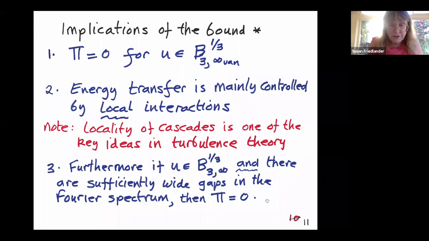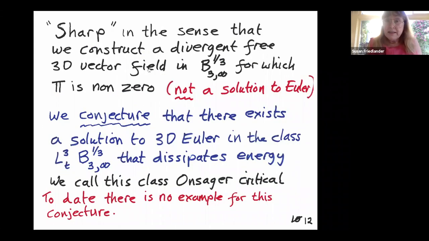Just another point to note: if U is in the space B^{1/3}_{3,∞} without the vanishing condition, and there are sufficiently wide gaps in the Fourier spectrum, then we can also show that the flux is equal to zero. So this bound is sharp in the sense that we can construct a divergence-free three-dimensional vector field in the space B^{1/3}_{3,∞} for which pi is non-zero.